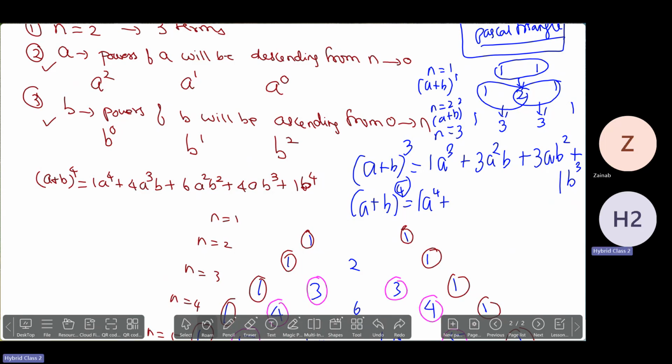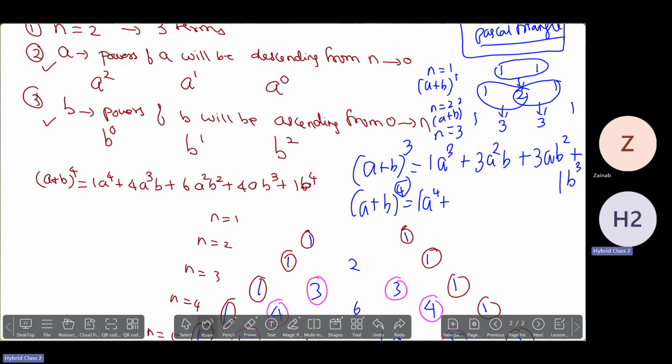A descending, B ascending. Then coefficients 4C0, 4C1, 4C2. All three together make only one term. Like that, (A plus B) whole power 4 means there will be 5 terms. In the 5 terms, these 3 components are to be written separately. A power 4, then A power 3, B power 1. This is A descending, B ascending. The coefficient is 4C3. There is only the coefficient.